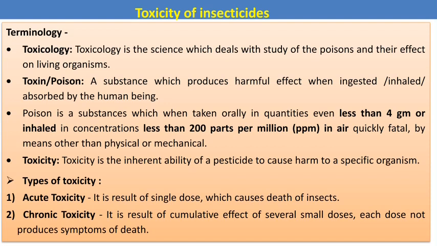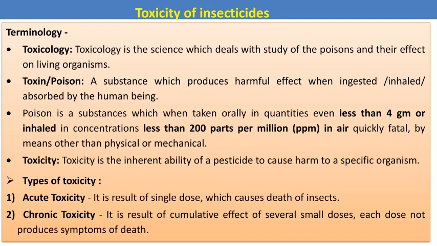What is toxicology? Toxicology is the science which deals with the study of poisons and their effect on living organisms. In toxicology, the toxin is very important, and a toxin is nothing but a poison. What is a toxin or what is a poison? They are substances which produce a harmful effect when ingested, inhaled or absorbed by the human being.